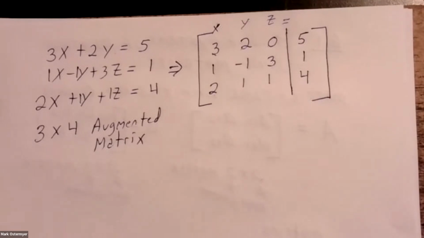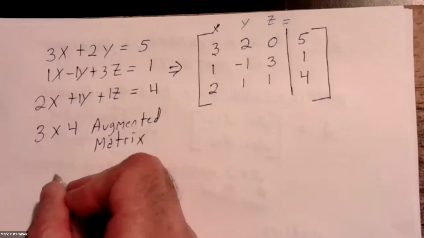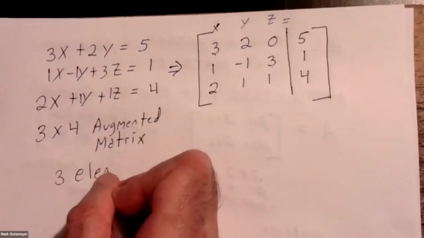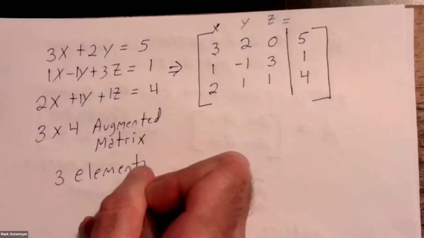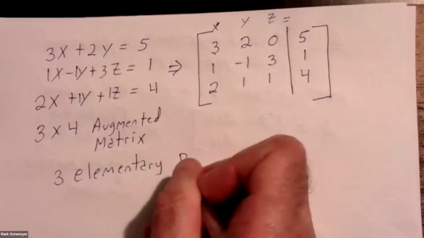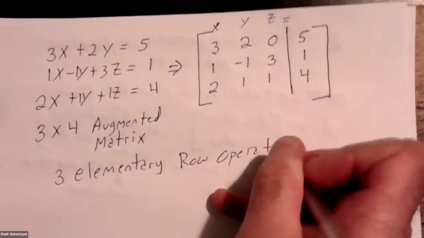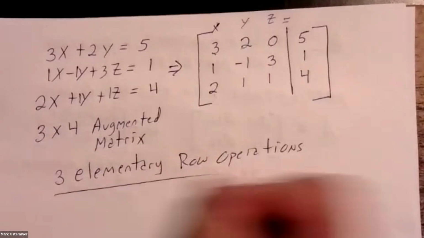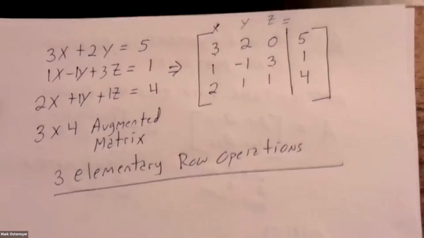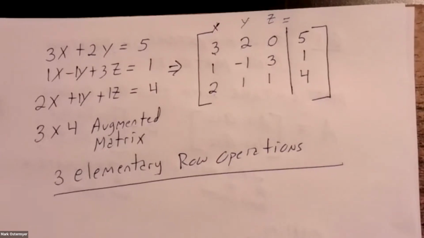But how can we manipulate a matrix algebraically and still maintain an equivalent matrix? Well, there are 3 elementary row operations that we can subject a matrix to. They're called elementary row operations. There's 3 of them, all right? And I'm going to go to our textbook and we're going to take a look at them.